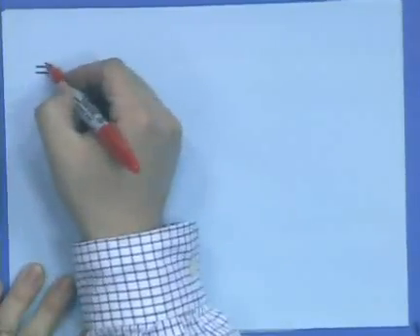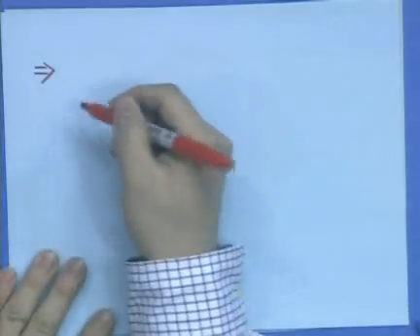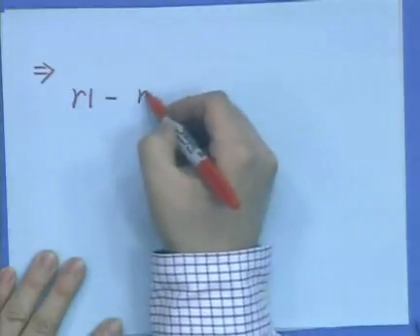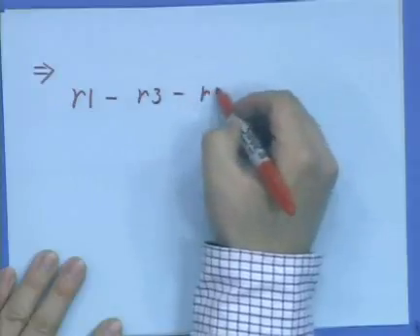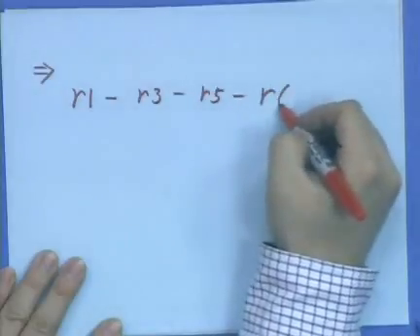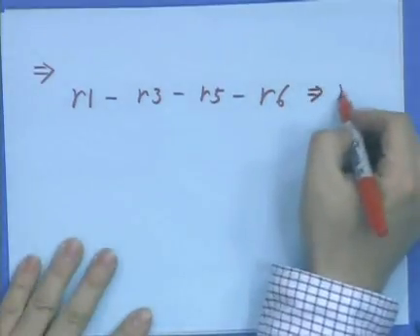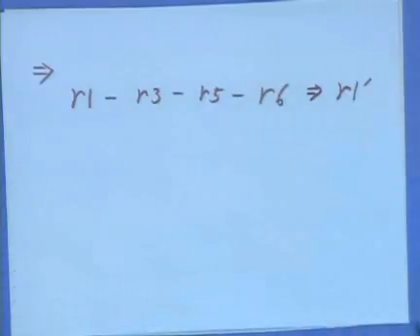If you do this, then all the artificial variables from the first row will be eliminated. Let's say the first row minus the third row minus the fifth row minus the sixth row becomes the first row in this table, right? Is that correct?